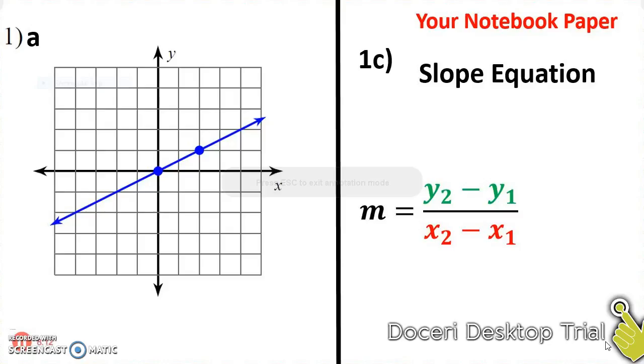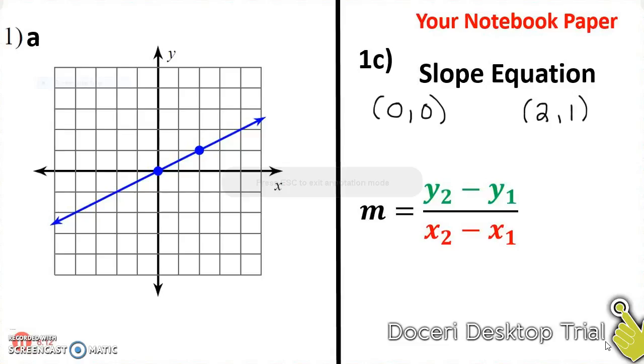You may be given two ordered pairs that are on a line. For example, we know in the line to the left, ordered pair 0, 0 is on that line, and ordered pair 2, 1 is on the line. And let's say they don't give you the graph and they ask you to find the slope. Use the slope formula to find the slope. What you're going to do is plug these coordinates from these two ordered pairs into this formula. And the way you go about it is you designate which number is x1, x2, y1, y2.